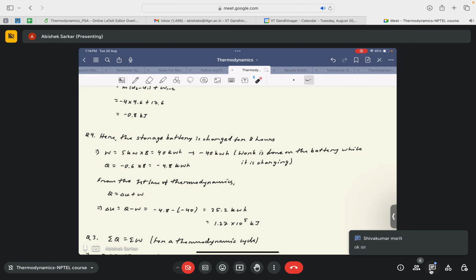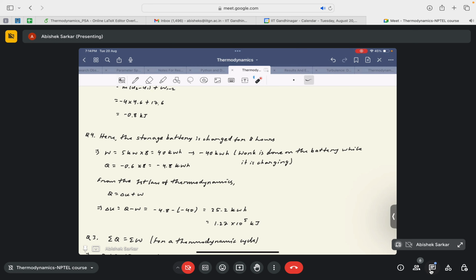Do you understand why I took the work interaction as negative? Because I chose the battery as our system. If I had chosen the generator as our system, it would be a positive work interaction, because the generator is working on the battery. But we do not know any heat interaction for the generator because it is not explicitly given. We are explicitly given the heat and work interaction for the battery, so from that we can find the net energy interaction for the battery. So it is wise to choose the battery as our system, and that's why I have taken the work done as minus 40 kilowatt hour, because the work is done on the battery while it is charging.